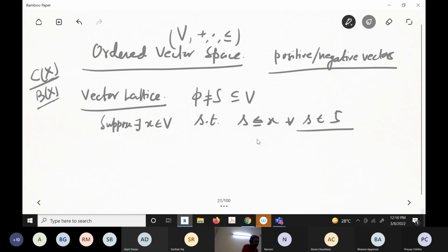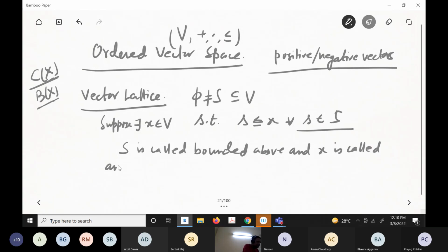Suppose you have it, you don't need to have it. Suppose you have it, then this is called bounded above, like in the real line you have done. And X is called, this is not written here, but I am writing it, an upper bound of the space, like in the real line. Called an upper bound.